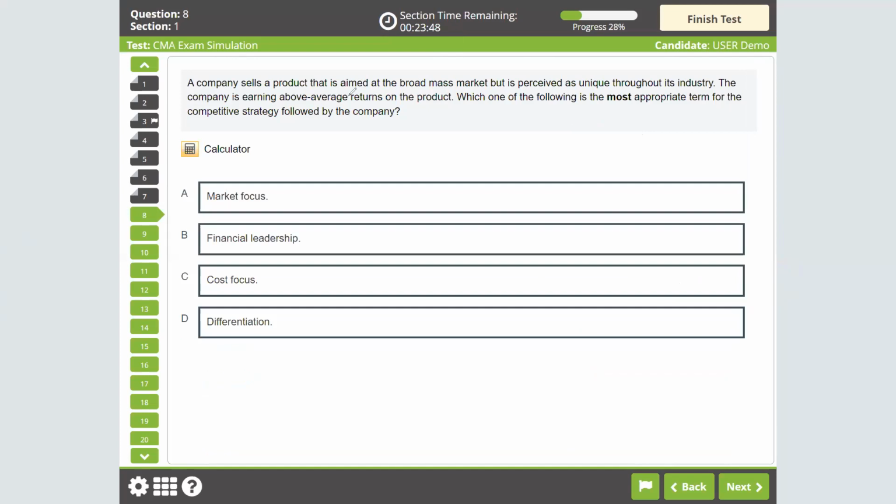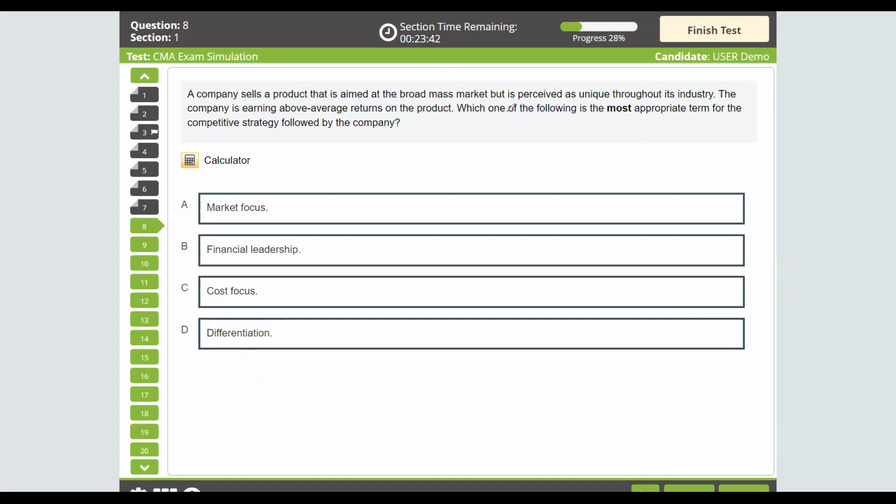A company sells a product that is aimed at the broad mass market, but is perceived to be unique throughout the industry. The company is earning above average returns on the product. Which one of the following is most appropriate for the competitive strategy followed by the company?